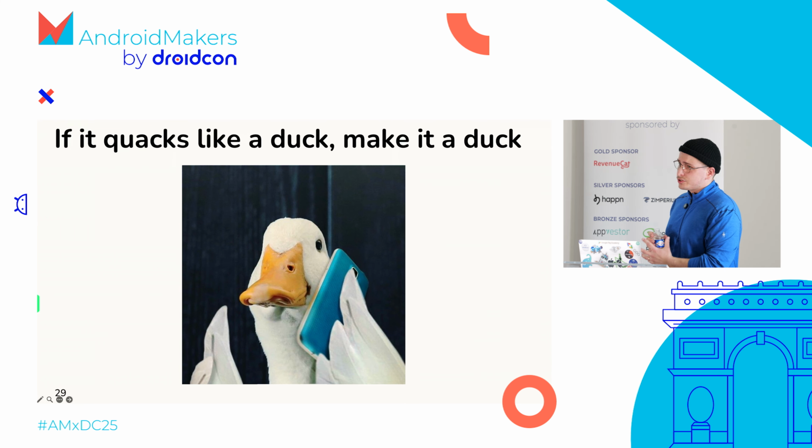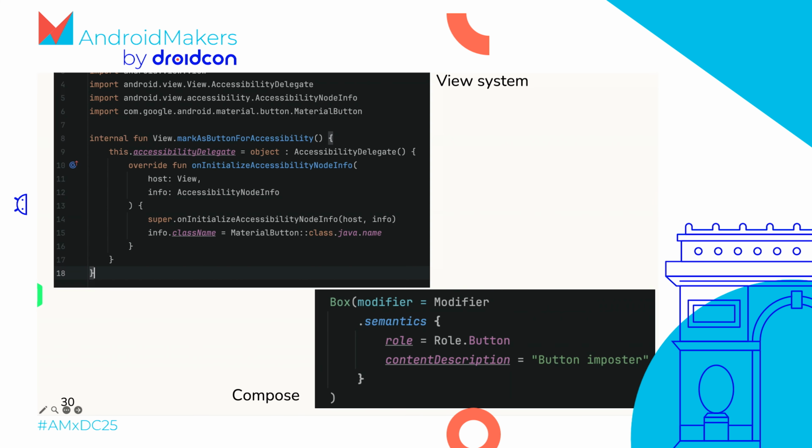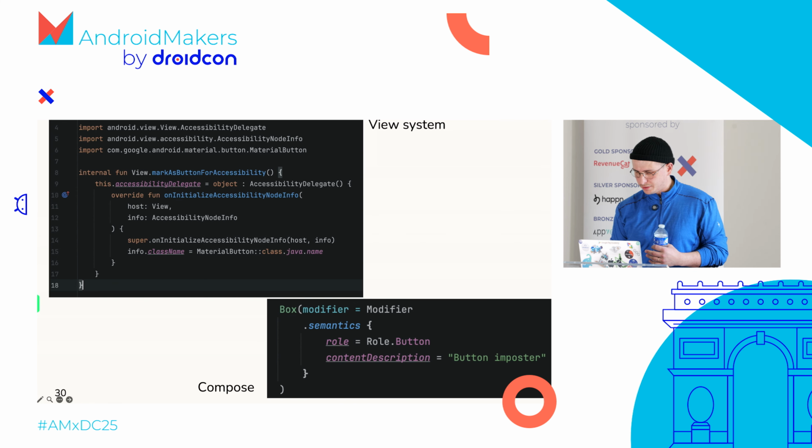But let's say your layout is too complex, you cannot just go and refactor and change it, and you should give the role of something which the element is not. So in this example, you can fix this text if you don't want to use a text button by, in XML, overriding this accessibility delegate and specifying here in the class name that it's a button, even though it's a text. And in Compose as well, you can set semantics and assign a role. And it's a button imposter because it's a box, but TalkBack here will read it as a button.